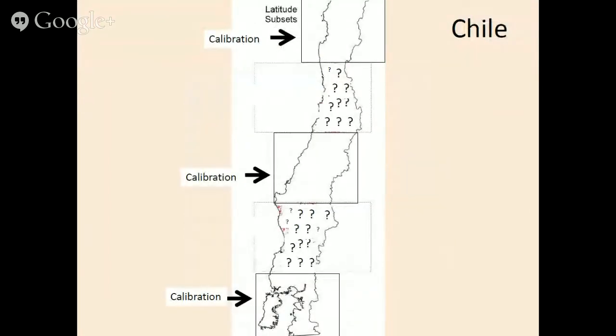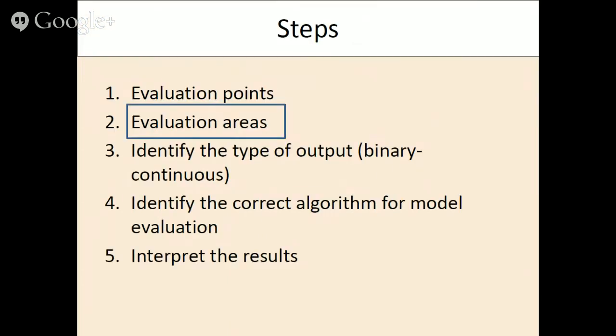But we could have another configuration like this one here that is a latitudinal configuration of the study area. This example is for Chile, and what we did is that we used for calibration the areas 1, 3, and 5, and then we evaluate our model with areas 2 and 4. So here we are trying to look for some kind of independence from the areas used to calibrate the models. So we do that to establish the occurrence points.